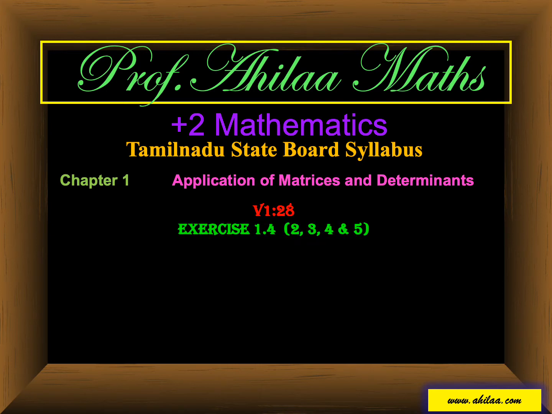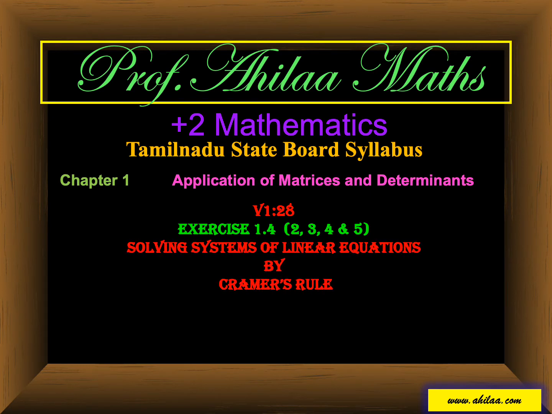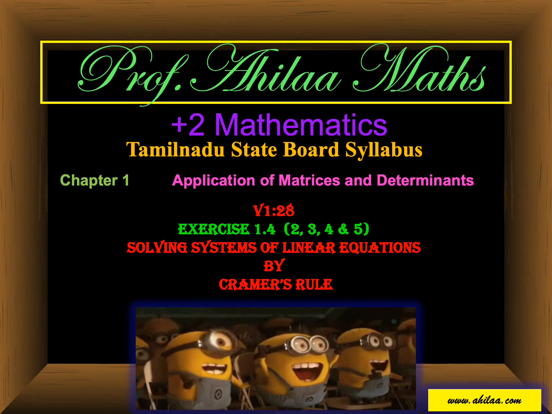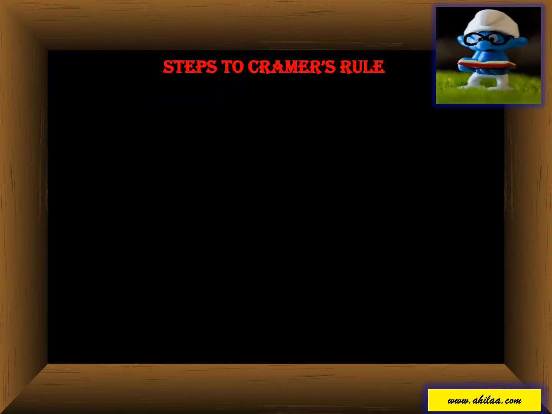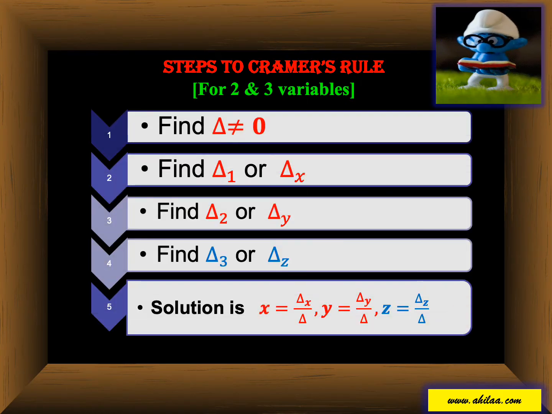Exercise 1.4, second, third, fourth and fifth problems: Solving Systems of Linear Equations by Cramer's Rule. Steps to Cramer's Rule. For 2 and 3 variables, first find delta not equal to 0. Second step, find delta 1 or delta x. Third step, find delta 2 or delta y.